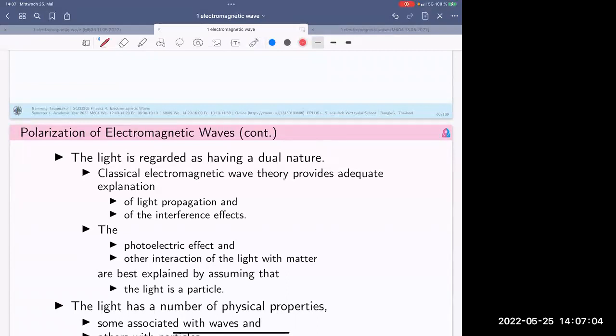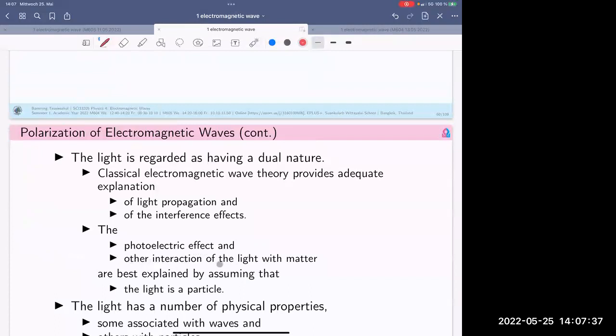The light, in classical electromagnetic wave theory, we would say that the light can propagate, and there is also interference effect. The photoelectric effect is the experiment for determining how the atom behaves. Okay, that's what you may see in chapter 6.